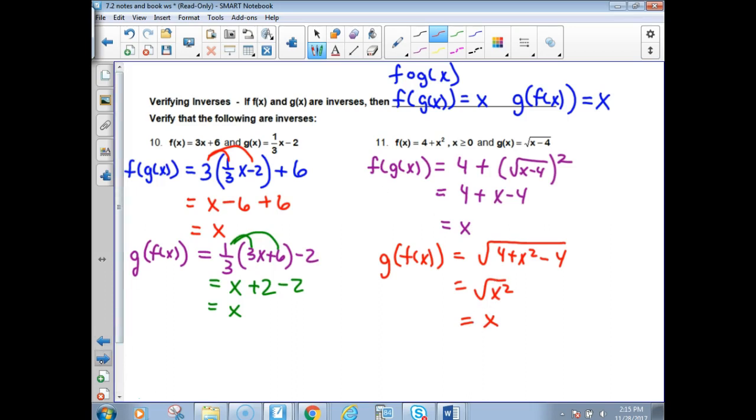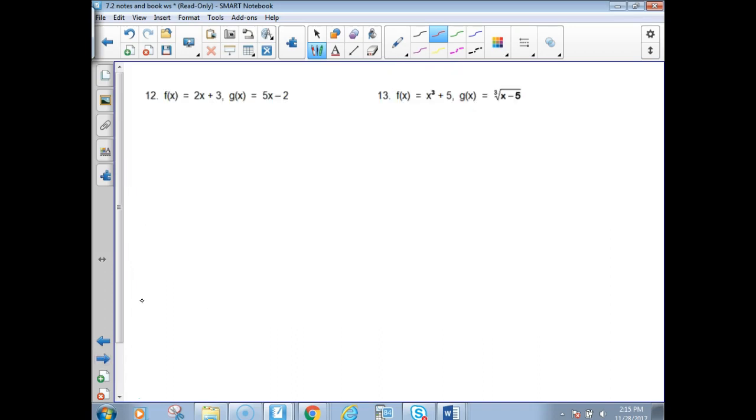Okay, number 12. Are we ready? Does anybody need this page still? Okay. See if these are inverses.